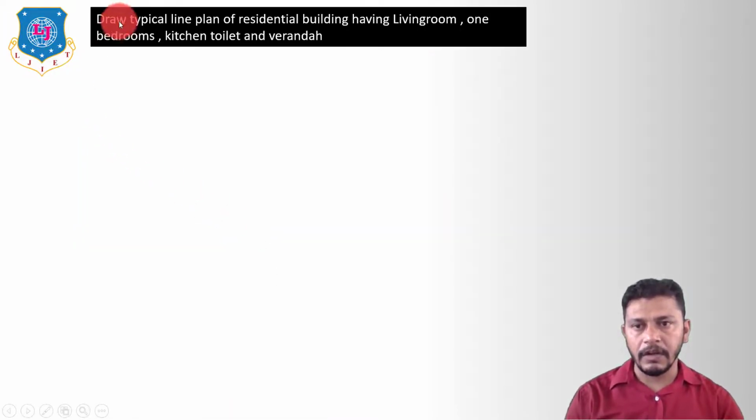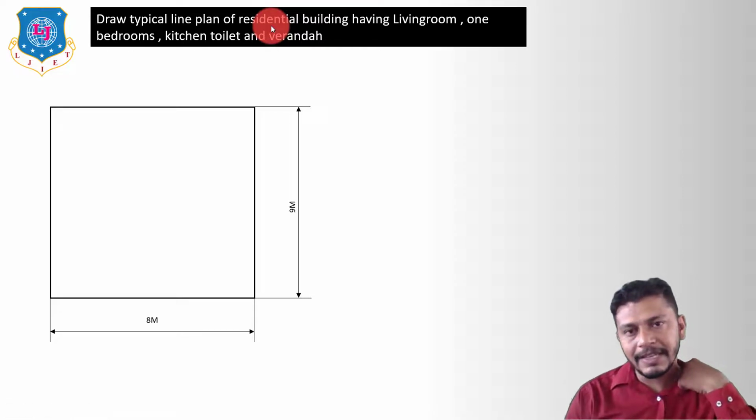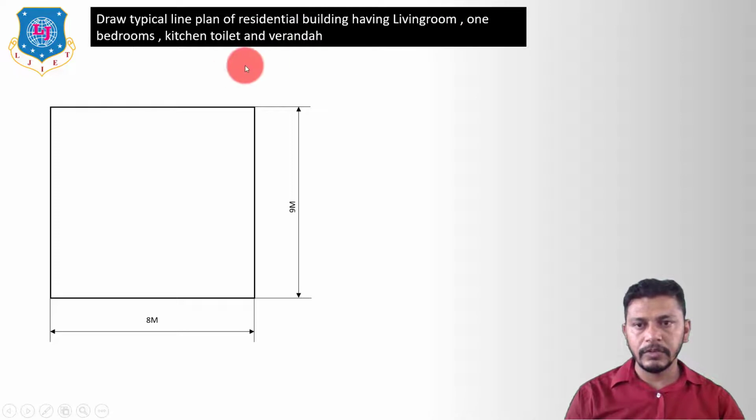Now let us draw the typical line plan of a residential building having a living room, 1 bedroom, kitchen, toilet and veranda. So let us take an area of 8 meter into 9 meter. So the length of the area is 8 meter and the width of the area is 9 meter. Now in this area we have to show the different rooms of the simple 1 BHK residential building. So in this particular area we have to show 1 bedroom, kitchen, toilet, veranda and a living room. So first of all, what is the first step that we have to take in this basic plan, or line plan, of the simple residential building?